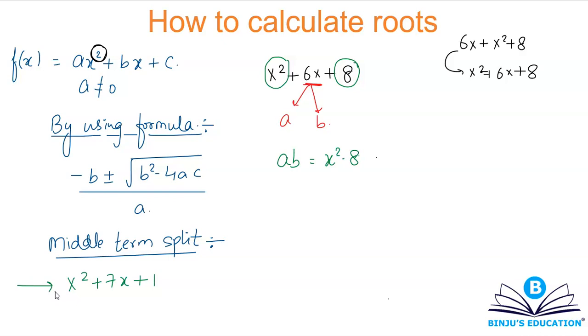Alright, anyways, coming back to this. I wish to divide this 6x into two parts such that product of those two parts is equal to x square and 8. So I'm gonna rewrite my equation as x square plus 2x plus 4x plus 8. And since I'm calculating roots, my f(x) will be 0, so I'm gonna equate this to 0, because when I talk about roots, my function is 0.